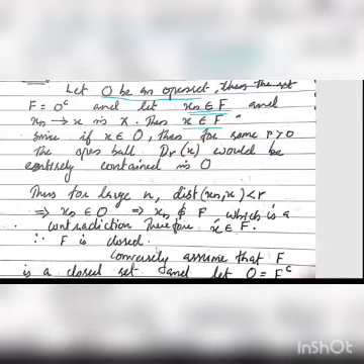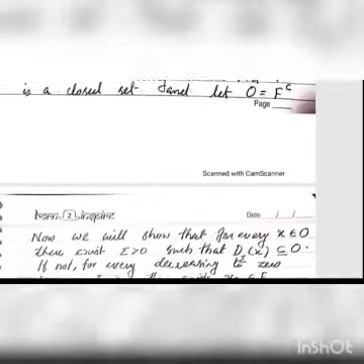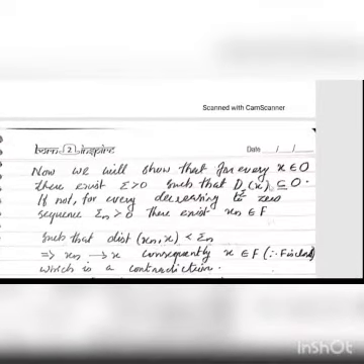Conversely, assume that F is a closed set and let O be the complement of F. Now we want to prove O is open. We will show that for every x belonging to O, there exists epsilon greater than 0 such that the open ball D_epsilon(x) is completely contained inside O.